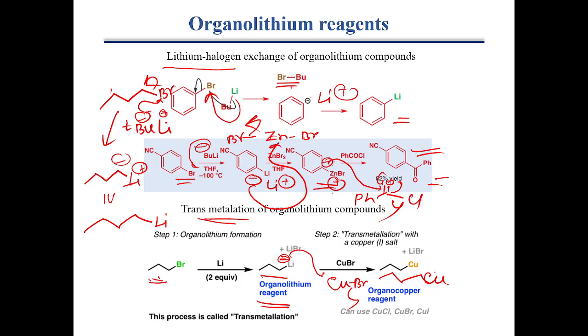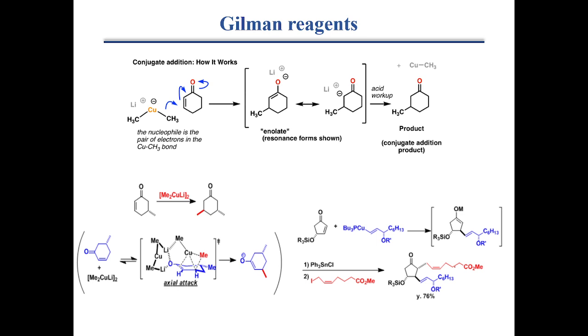Now this organocopper reagent is very useful for organic transformation. It can be used as a Gilman reagent. This is called Gilman reagent, any kind of R2 copper lithium. Copper is negative, lithium is positive. R can be anything: methyl, ethyl, phenyl, any kind of reagent.